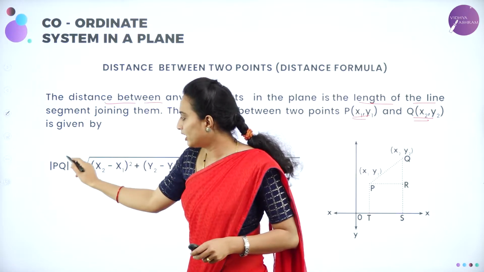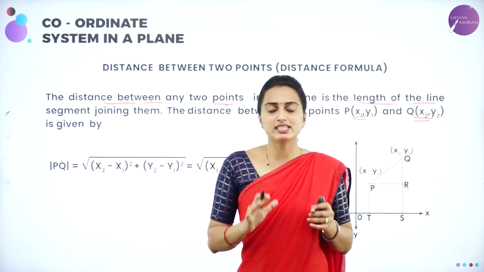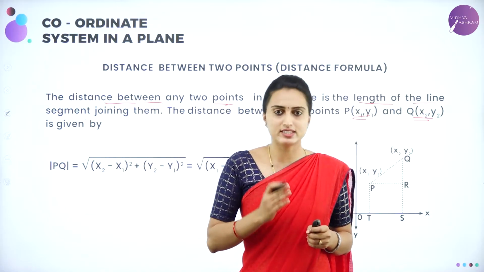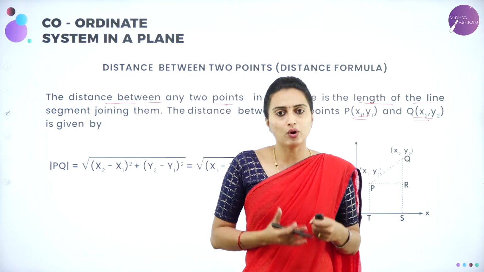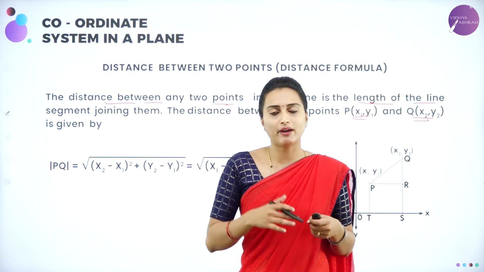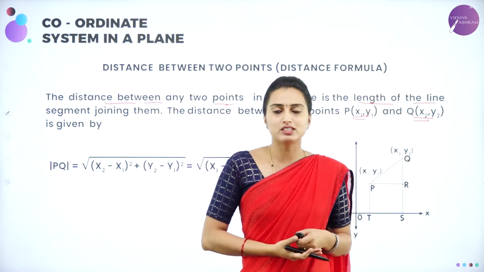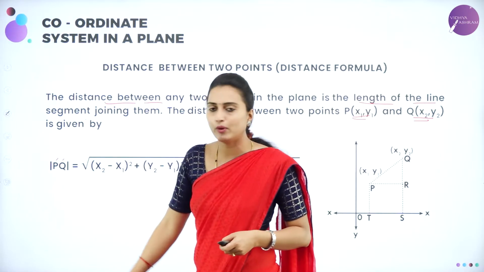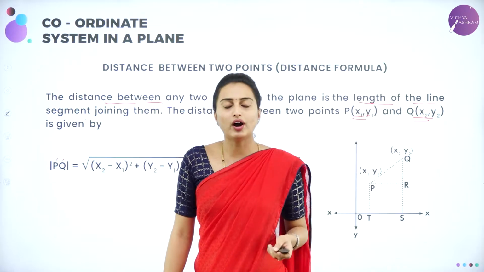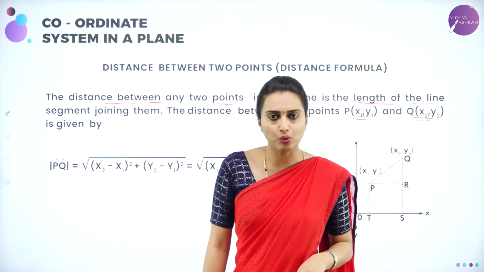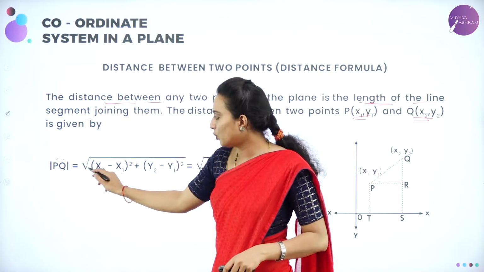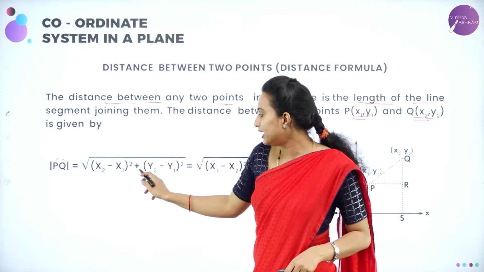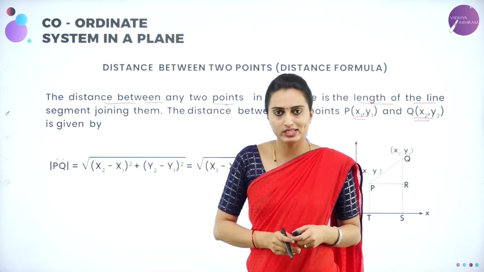This is the modulus symbol. Why modulus? Distance cannot be negative. Distance must always be positive, so if it comes out negative, we have to write it in the form of positive itself. So modulus of PQ, because P is a point and Q is a point, whose coordinates are x1, y1 and x2, y2, is given by the formula square root of x2 minus x1 whole squared plus y2 minus y1 whole squared.